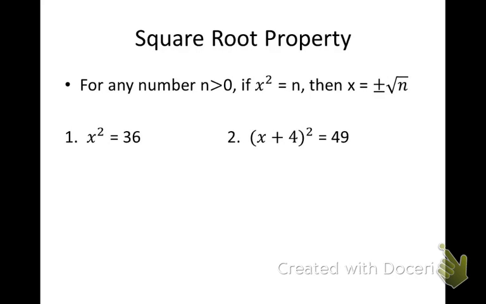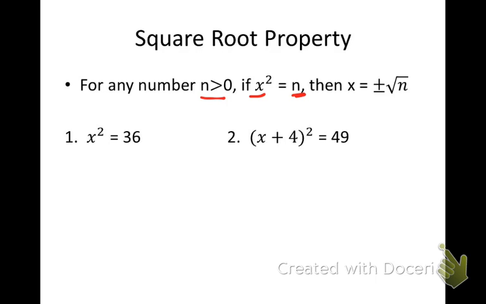Today we're going to talk about the square root property, which is another way to factor things if you have a perfect square. So the square root property says for any number n greater than 0, so in other words the number on the right has to be greater than 0, because if you take the square root of a number, it's not going to be a negative number. And the other side is something squared.